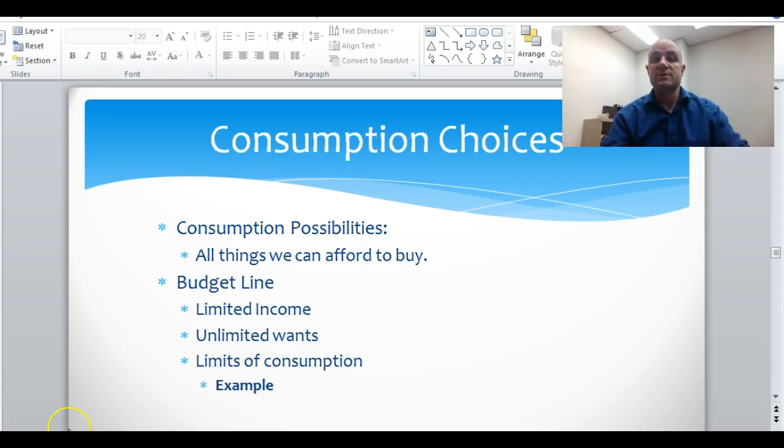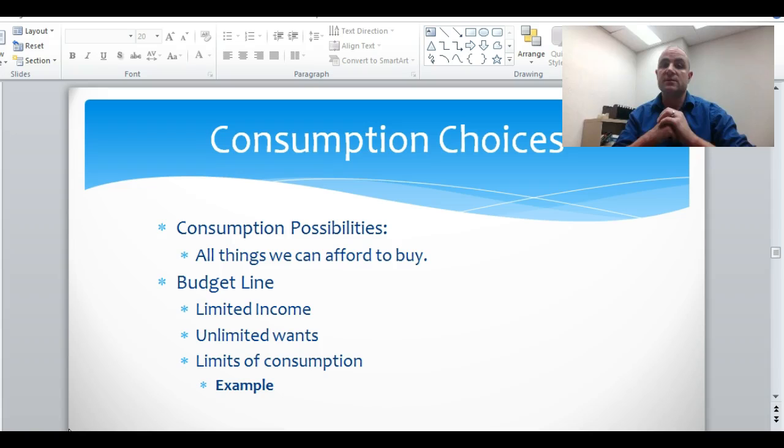With consumer choices, they have consumption possibilities. Consumption possibilities are all the things that we can afford to buy. So you can buy 5 units of X, 10 units of Y, 3 units of Z, and so forth. Now, to figure that out, the starting point is really the budget line.